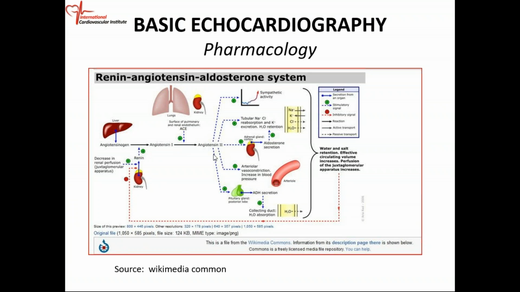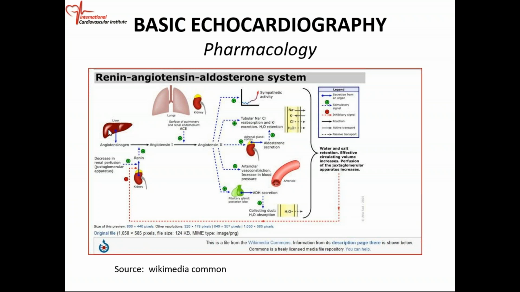And angiotensin 2 is the bad actor. This is the thing that constricts the blood vessels and sends the pressure up. It causes salt and water retention. So it does a lot of bad stuff, okay? It will send the potassium up as well, okay? So angiotensin 2 is the bad actor.